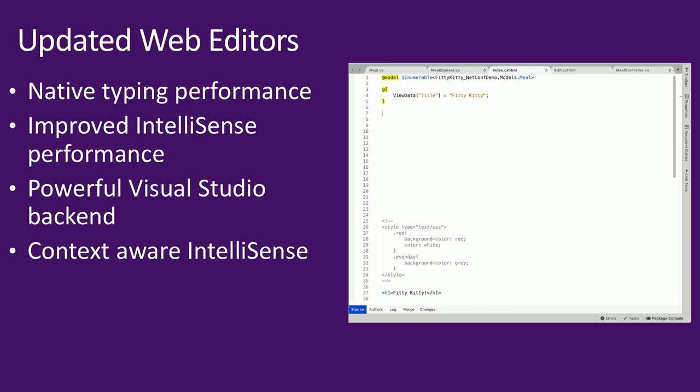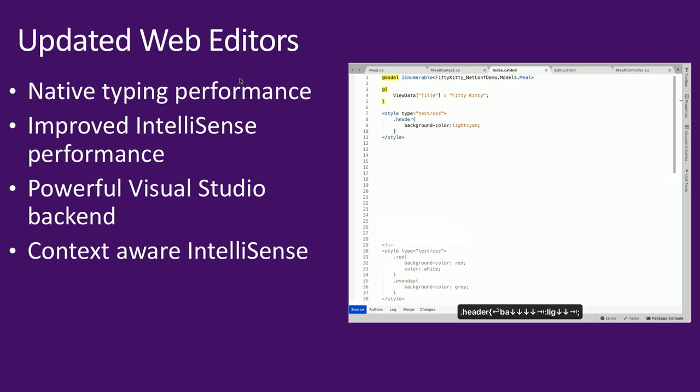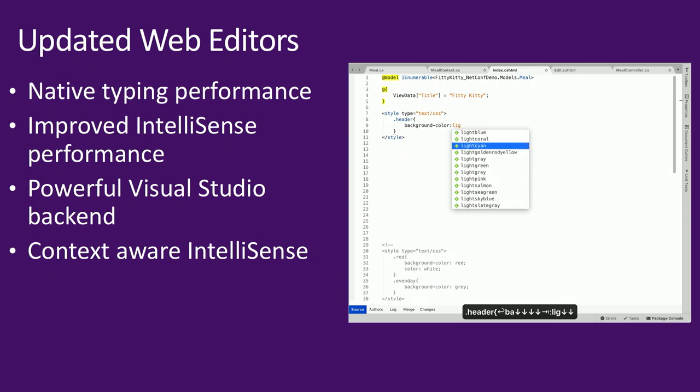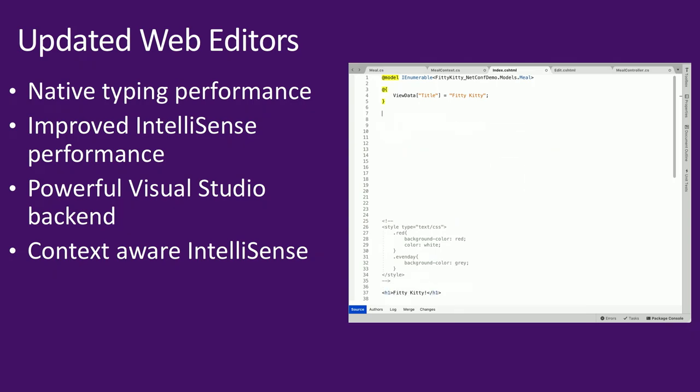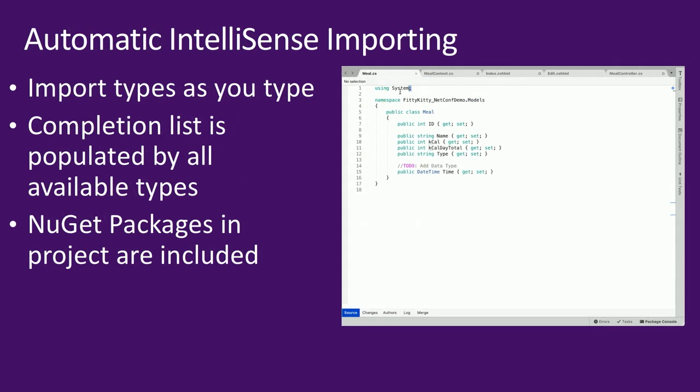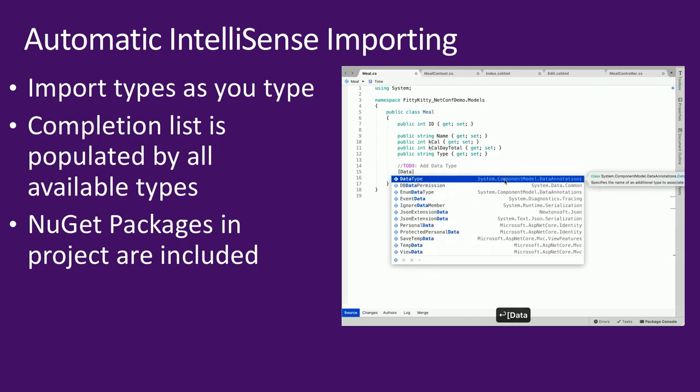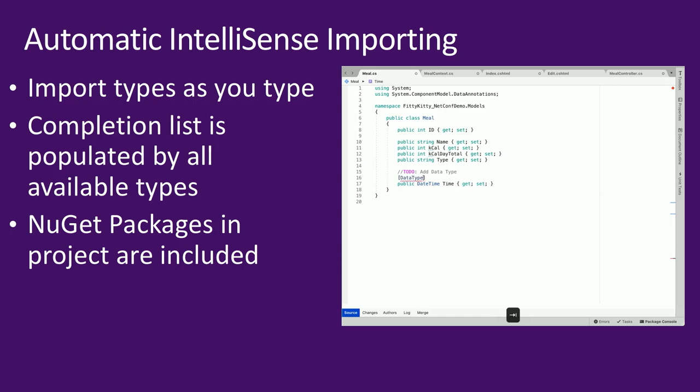So let's take a look back at what features we covered. First, we covered the updated web editors. These include native typing performance with context-aware IntelliSense. Again, that context-aware IntelliSense was the ability to have different IntelliSense languages within the same document based on the context in which I'm writing code. We also saw automatic IntelliSense importing through show import items. That allows you to import types as you type and ensure that you have anything available to you.